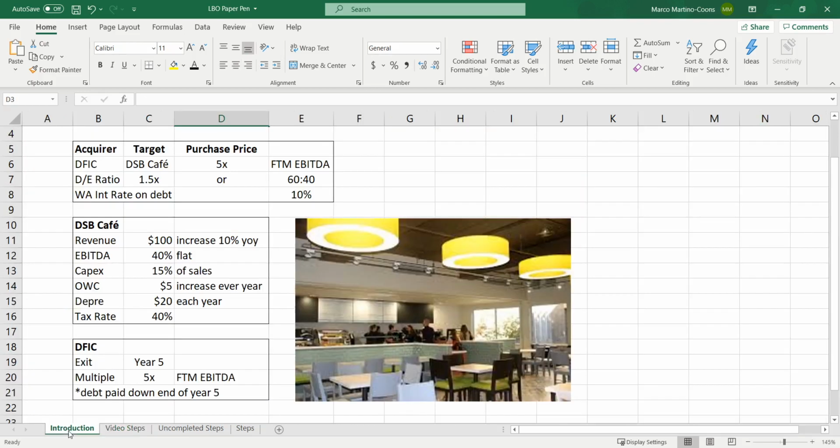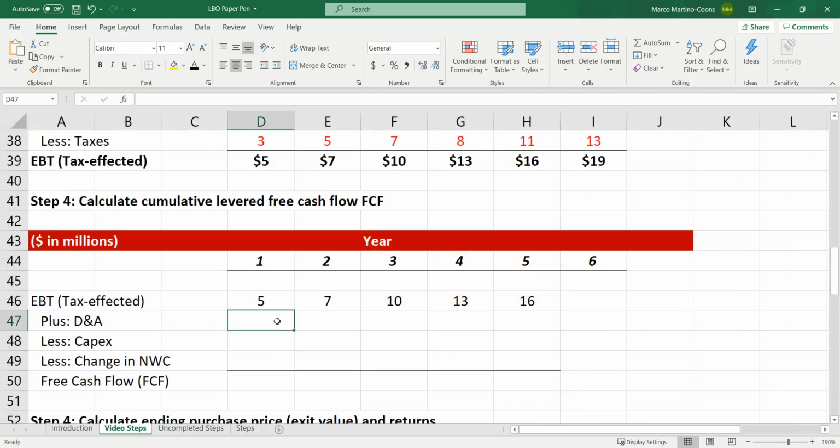So let's look at depreciation and amortization. What's it say? It's $20 each year, right? So $20, and it's just going to be held constant. So you can just write that in.